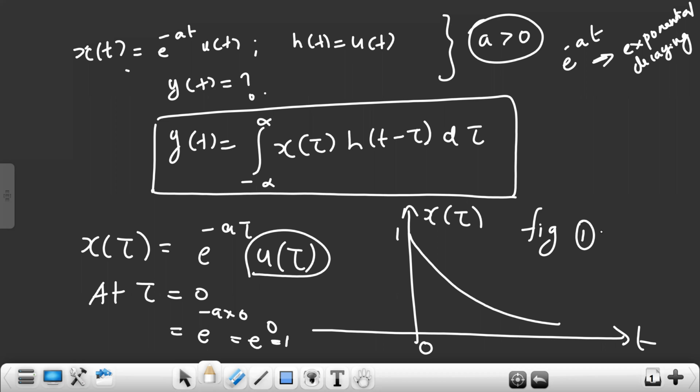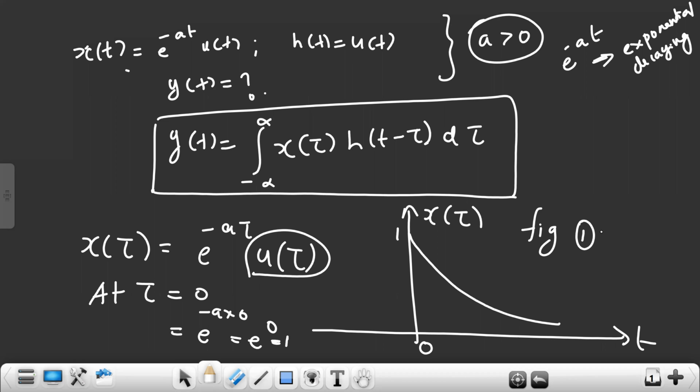So I will repeat, x of t is given to you, h of t is given to you. From this, you need to find your output y of t. For finding the output y of t, you need to make use of the equation that is inside the box. This is called the convolution integral. Having observed this equation, it is understood that you need to plot x of tau and h of t minus tau. Only then can you multiply and integrate.